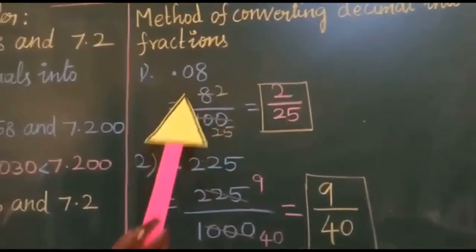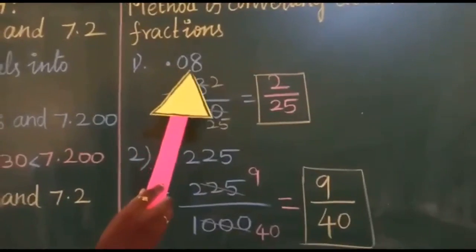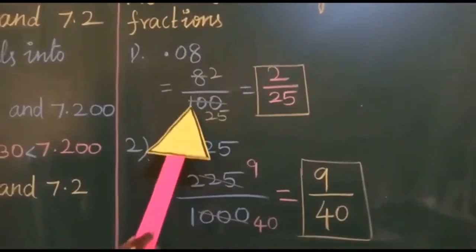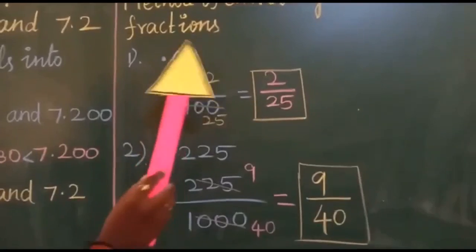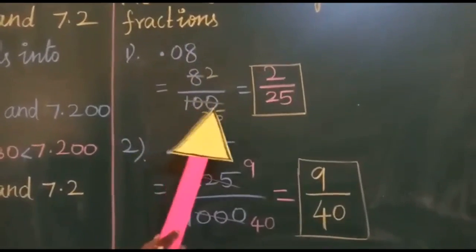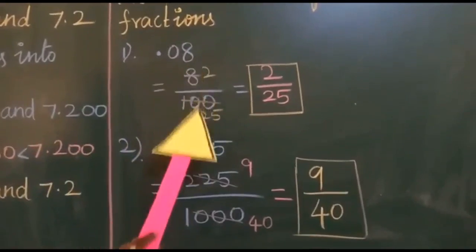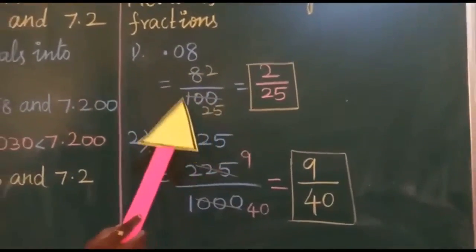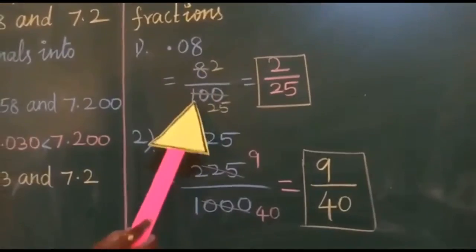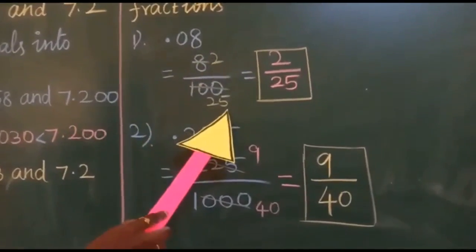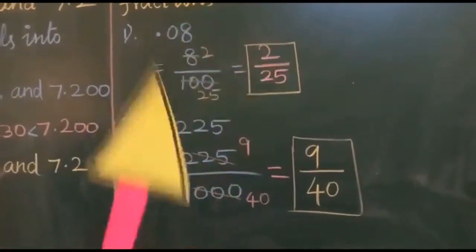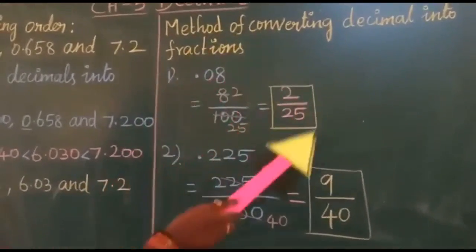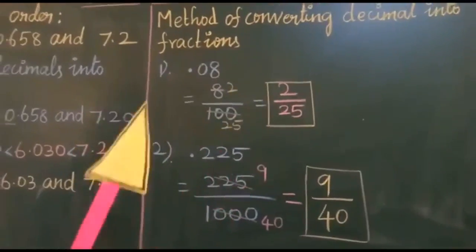Am I clear? Again, I will repeat this. 8 is the number in the numerator. In the denominator, you write 1. After the decimal dot there are 2 digits, so we add 2 zeros. Am I clear, this is 8 by 100? Yes, children. Now we simplify. Using the 4 table, 8 becomes 2 and 100 becomes 25. We can't simplify further, so write the answer as 2 by 25. In the beginning it was a decimal, and at the end of the answer we have converted it into a fraction.